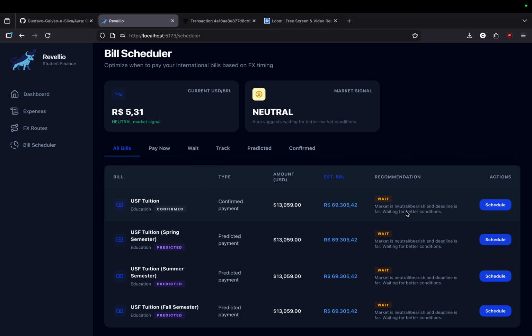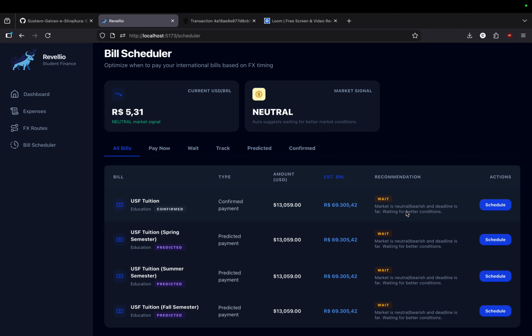And there is a recommendation attached to each one of them, basically saying, hey, you should wait before you take care of this financial liability. You should wait before you convert your local currency into a foreign currency, or you should actually take action right now. The way this works is essentially with our agentic structure, like I said. So in our backend, we have a FastAPI server. This server is leveraging 5 different agents.